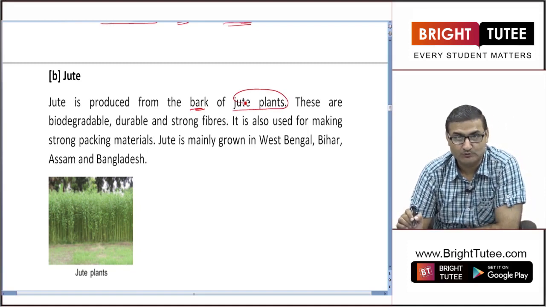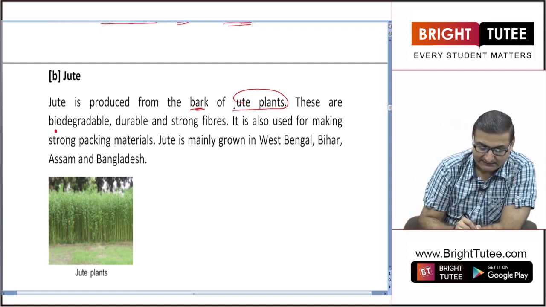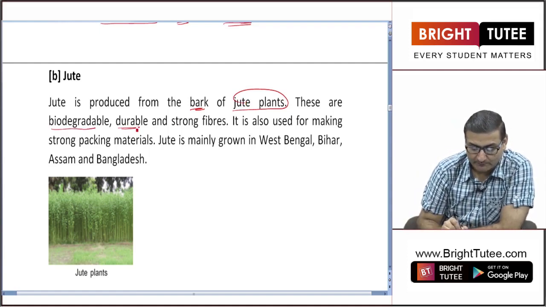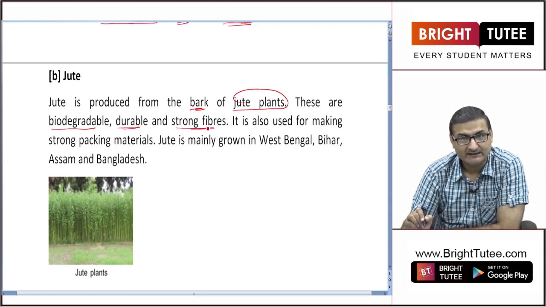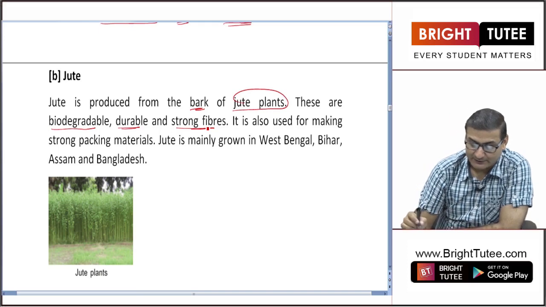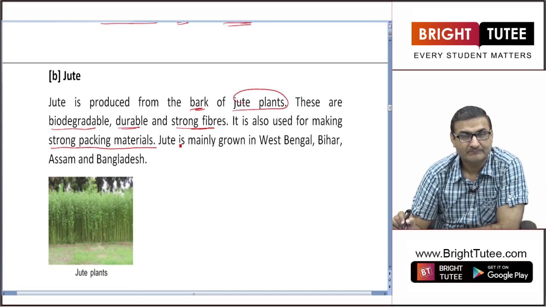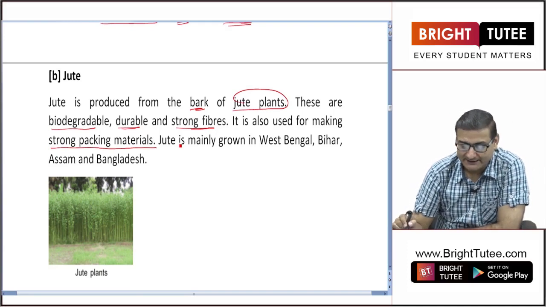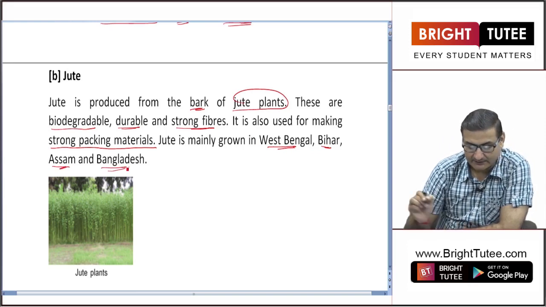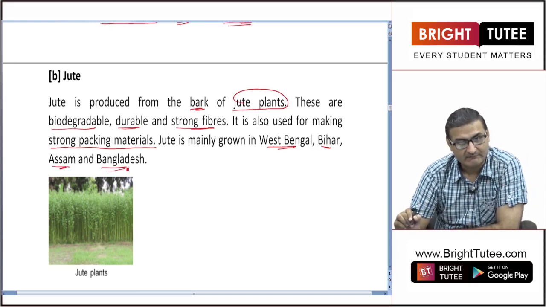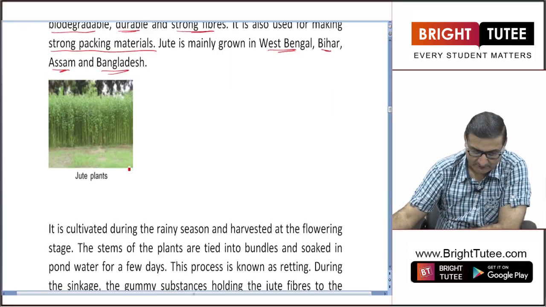When we talk about jute, the very important characteristic of jute is that it is biodegradable, durable, and a strong fiber. Right? And where exactly do we use jute? They are used for making strong packing materials. Right? Jute is mainly grown in West Bengal, Bihar, Assam, and Bangladesh. Right? Fine. So this is a bit of the details of jute.